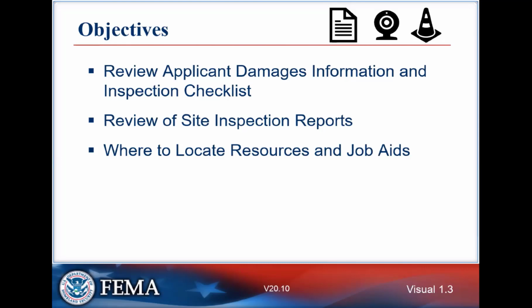I would like to draw your attention to the three icons in the upper right-hand corner of our screen. These icons you will see throughout the presentation, so I'm going to define them for you. Our paper icon is for our tabletop inspections. The video icon is for our remote inspections. And the traffic cone is for our physical inspections.